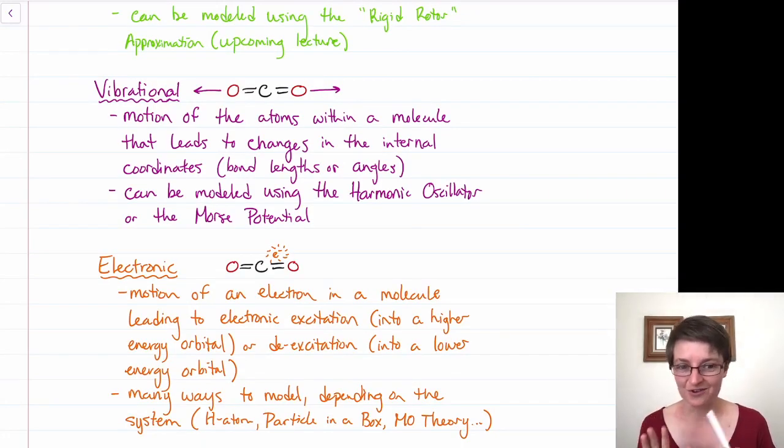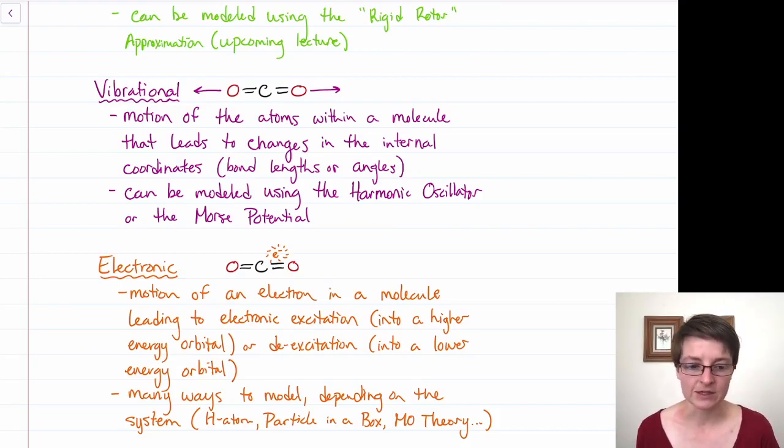Vibrational motion now finally is where we get to change the positions of the internal coordinates. So a vibration could be changes to either the bond lengths or the bond angles within a molecule. And we saw in the last lecture that the harmonic oscillator was a great way to mimic these vibrational motions. I've sort of hinted in this direction, but next lecture we're really going to unpack some of the limitations of the harmonic oscillator. And so I want to highlight here that there are alternate models that you can use to study these vibrational motions, and the Morse potential is one that we'll discuss in this lecture series.